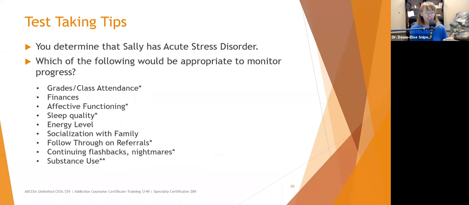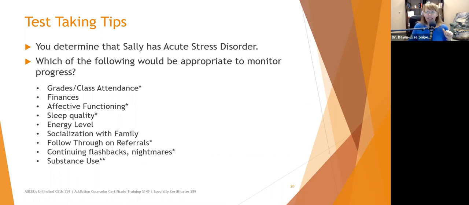Her affective functioning, we did find out that she was having problems with anxiety, so we want to monitor that to make sure that anxiety is going down. Her sleep quality, she had indicated that she was having difficulty sleeping, having some nightmares, and so sleep quality is something that we would want to continue to monitor. Now remember, when you go through the criteria for ASD and PTSD, basically you're looking for those symptoms or evidence that those symptoms are remitting.